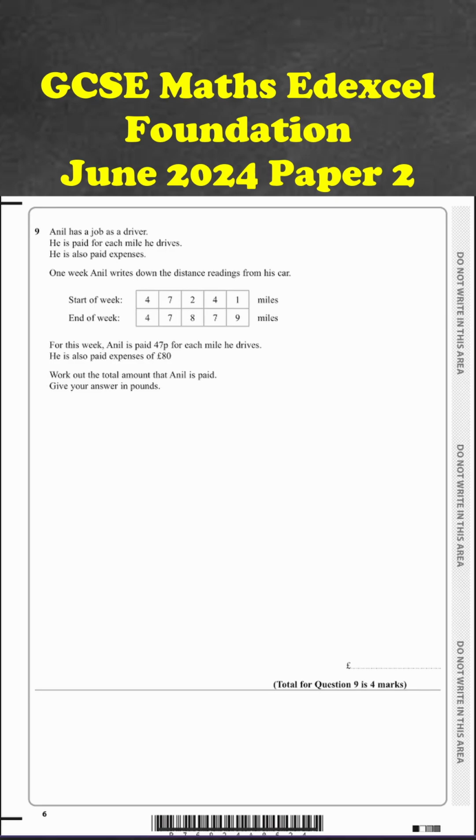So all we have to do here is do the miles at the end of the week minus the miles at the start of the week to work out how many he's done. 9 take 1 is 8, 7 take 4 is 3, 8 take 2 is 6, and then these stay as they are. So he has done 638 miles.